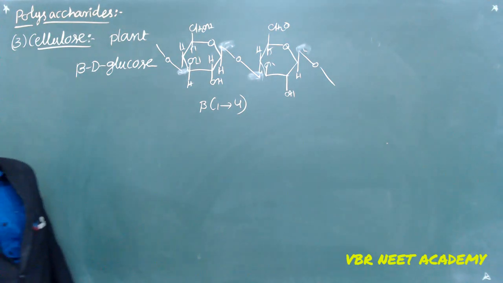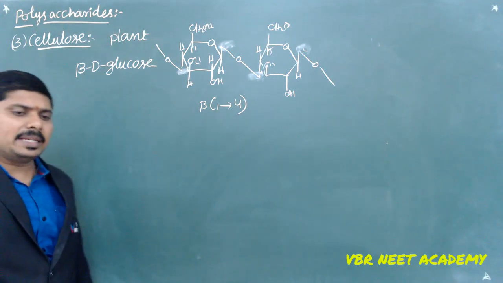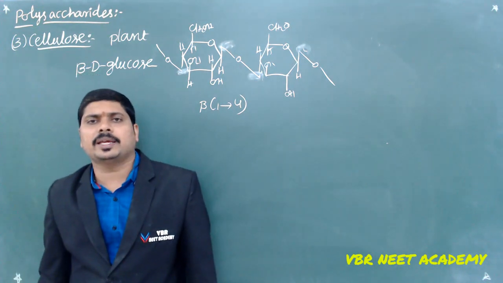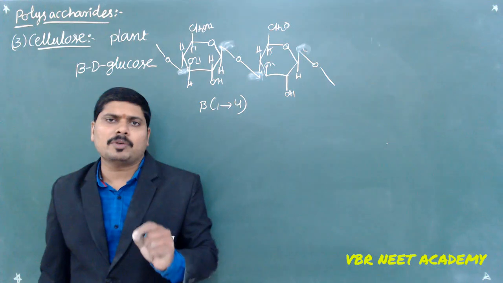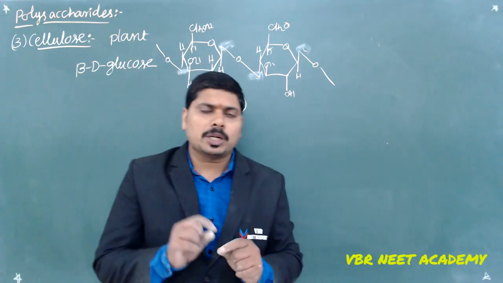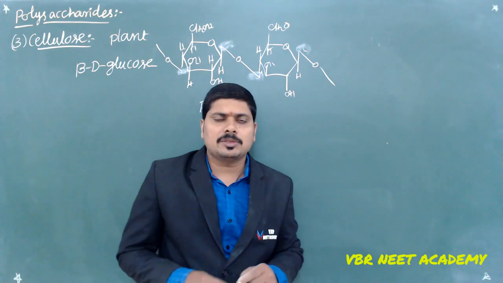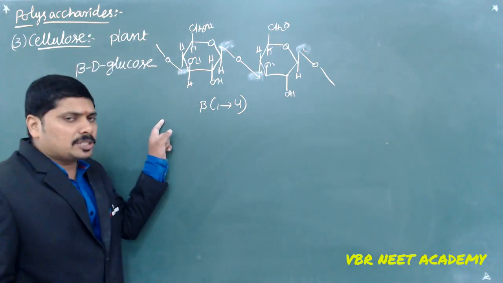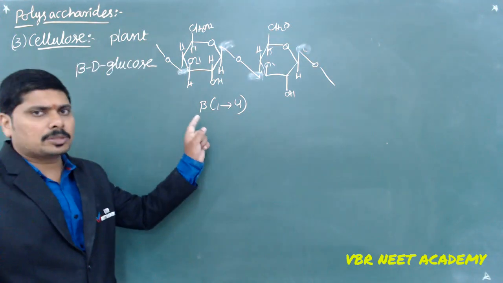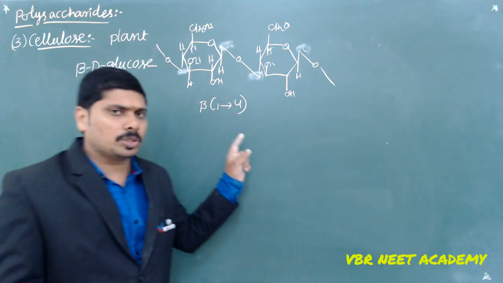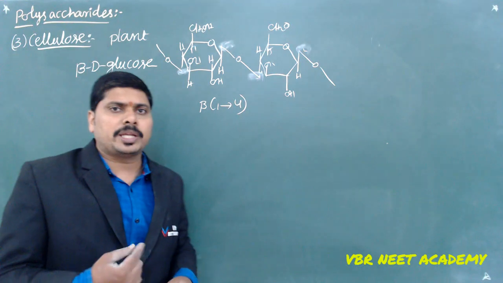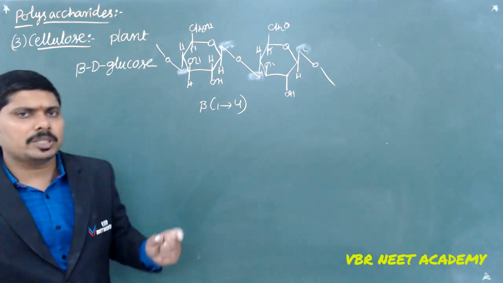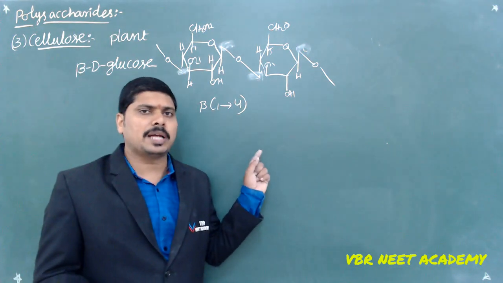Cellulose cannot be digested by animals. Why? Because in starch you have alpha 1,4 glycosidic bonds, and those can be broken by the enzymes present in animals, that is alpha 1,4 glycosidases. Whereas in our digestive system we do not have beta 1,4 glycosidases, that's why we can't digest cellulose. That is the reason we do not take cellulose as food. Starch is plentifully available in our food, but there is no cellulose in our food because we can't digest it.